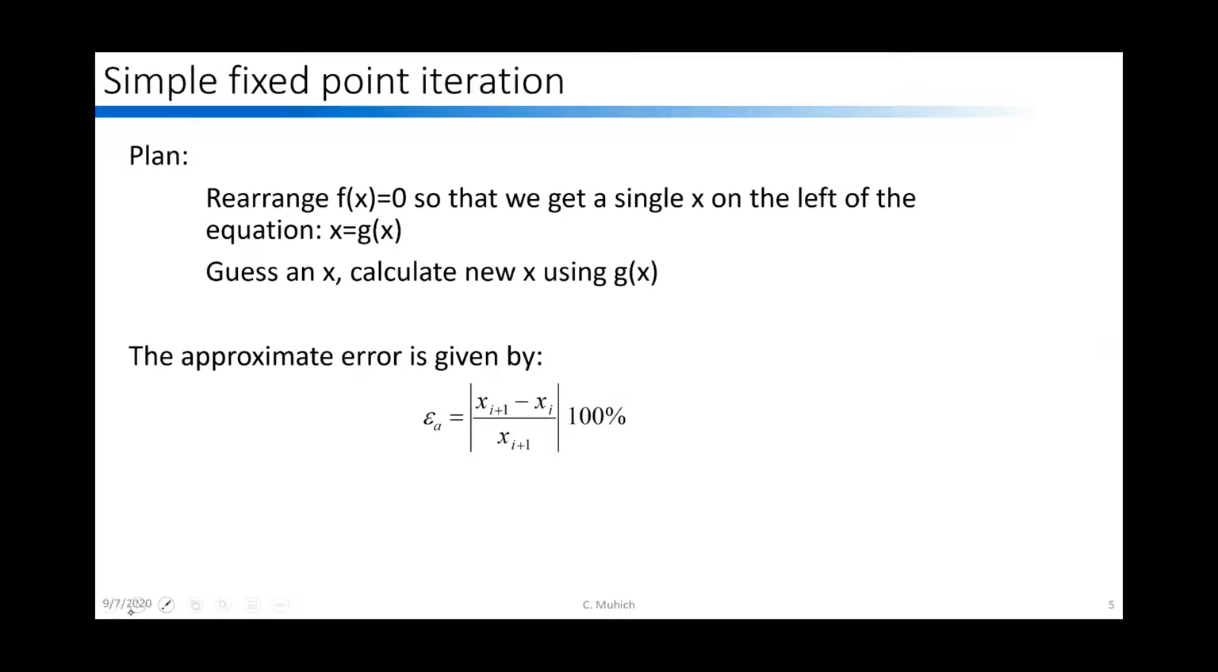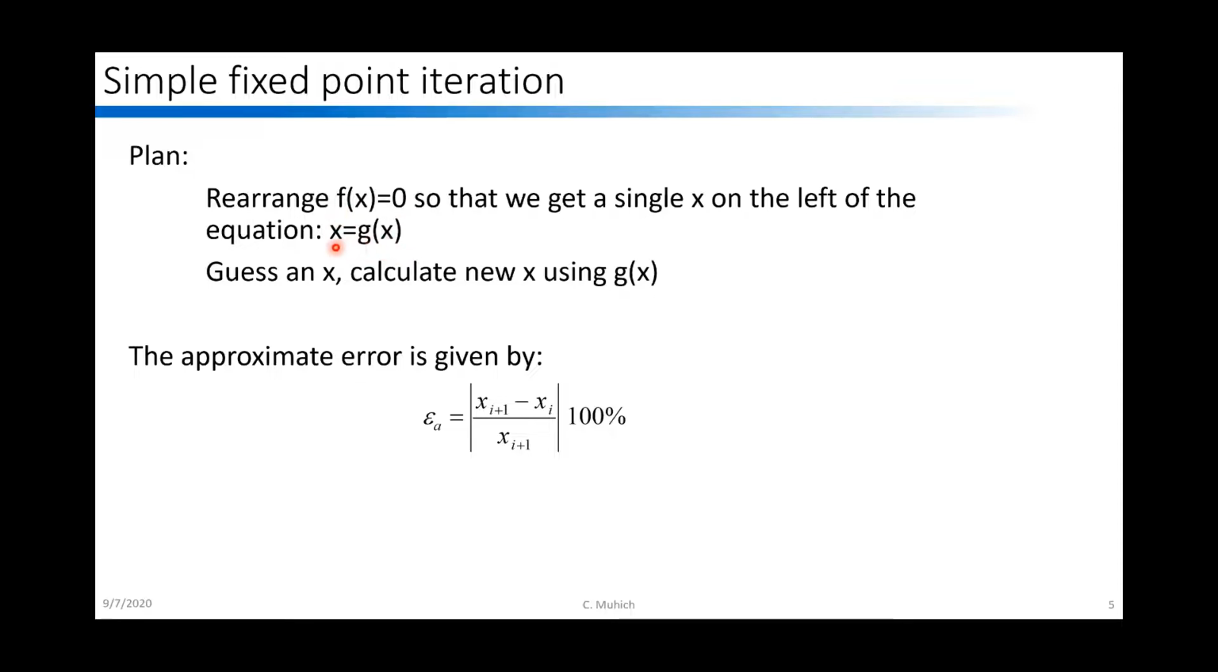So let's take our first stab at an open method. Let's take a simple fixed point iteration. Our plan is to rearrange f equals 0 so that we get a single x on the left side of the equation, so we can get x equals g of x. A little bit different.